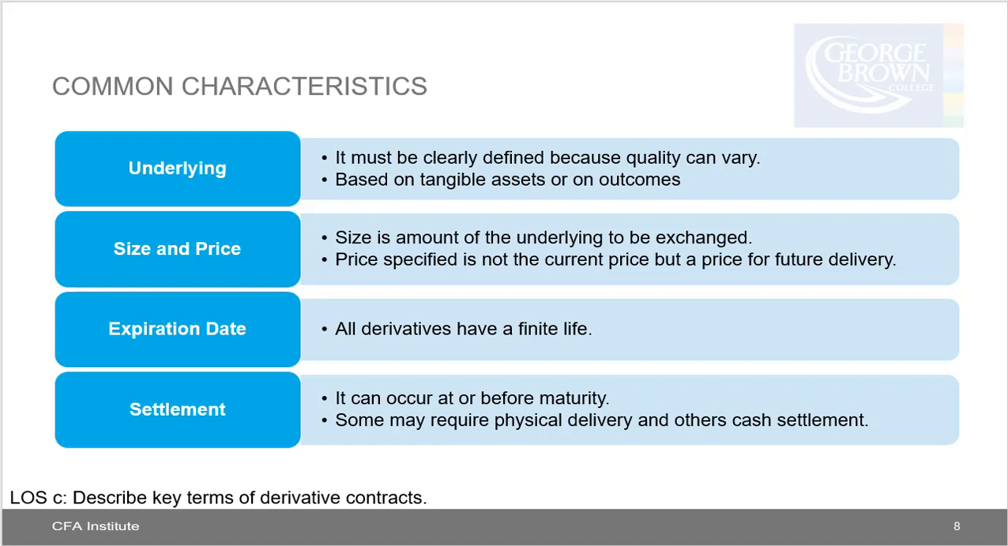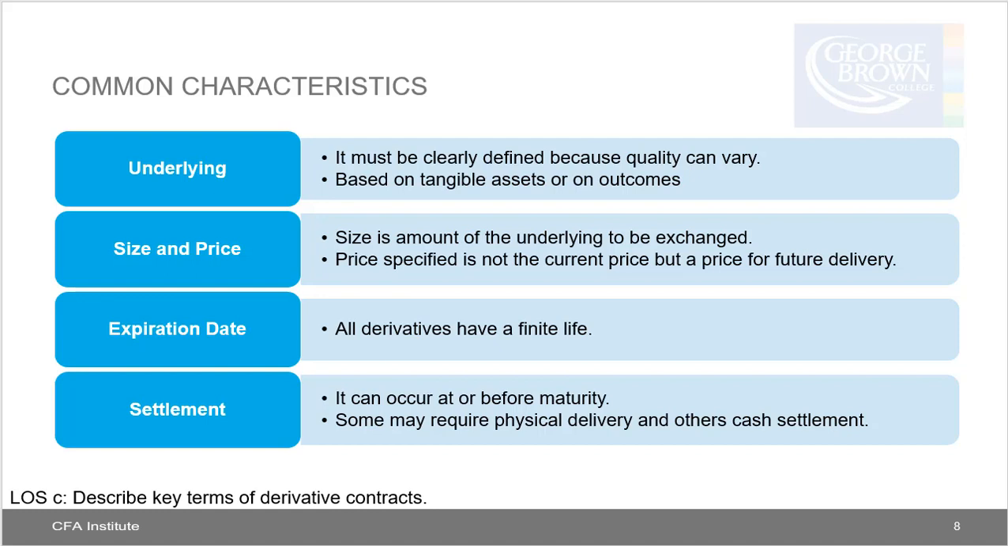Starting with the underlying, derivatives are constructed based on an underlying which is specified in the contract. Originally, all derivatives were based only on tangible assets, but now some contracts are based on outcomes. A derivative's underlying must be clearly defined because quality can vary. In terms of size and price, the contract must also specify size and price. The size is the amount of the underlying to be exchanged. The price specified in the contract may be called the exercise price or the strike price. Okay, so again, some terminology to be aware of.